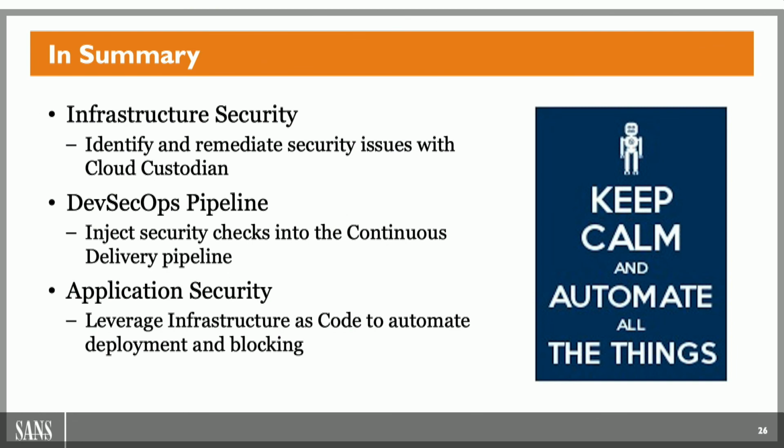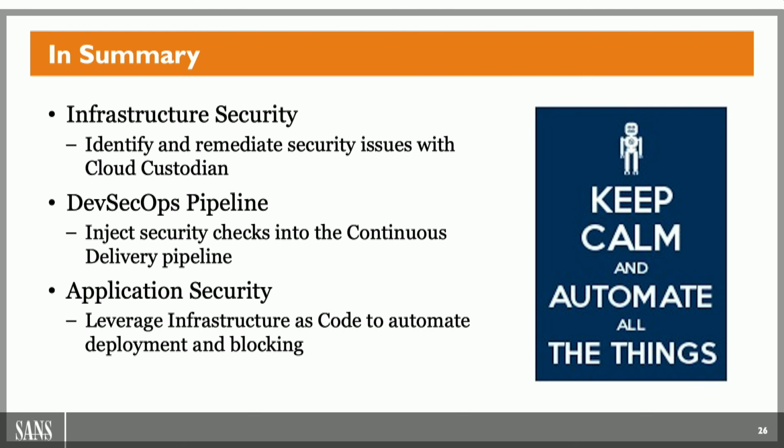So just in summary, we have talked about 3 different things. Number 1, infrastructure security, specifically looking at Cloud Custodian, and how Cloud Custodian has a set of rules that help you automate the remediation of certain bad activities, like an overly broad security group.